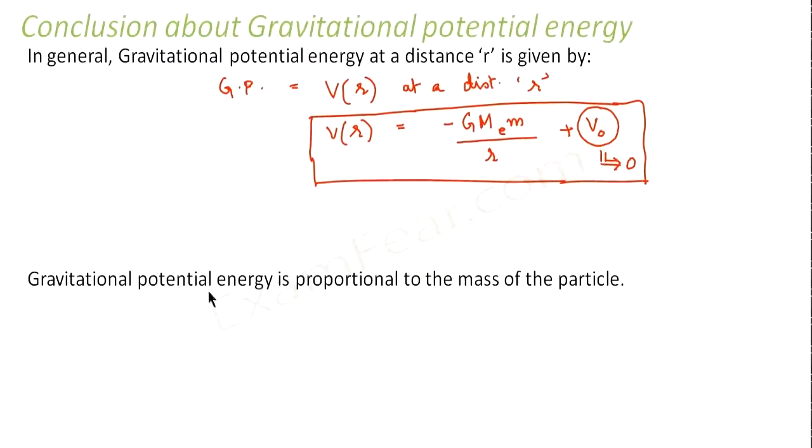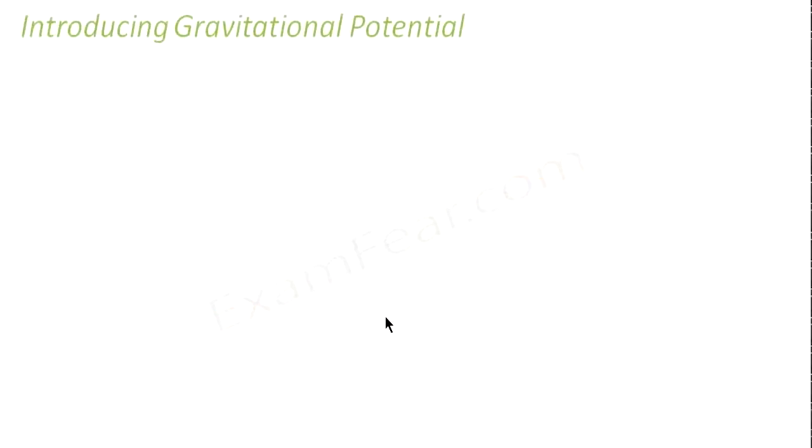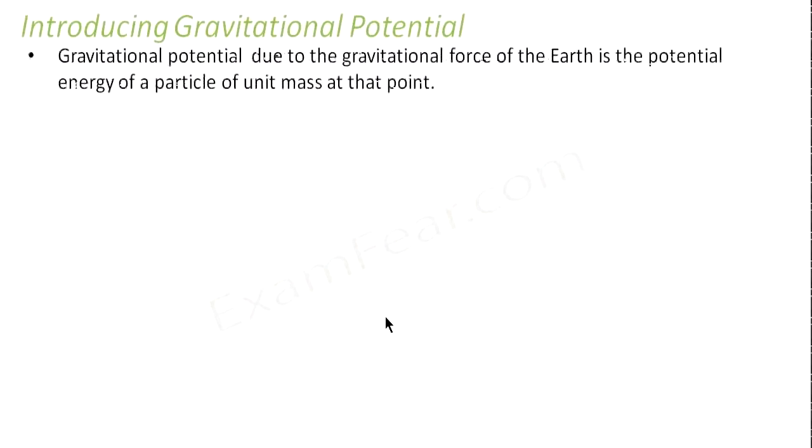We also found that gravitational potential energy is proportional to the mass of the particle. It is very clear from the above definition that V of r is proportional to the mass of the particle. Right? So these are the two important conclusions about gravitational potential energy. So now we will go ahead and introduce a new term to you, that is gravitational potential. Till now we talked about gravitational potential energy. Here we will talk about gravitational potential.